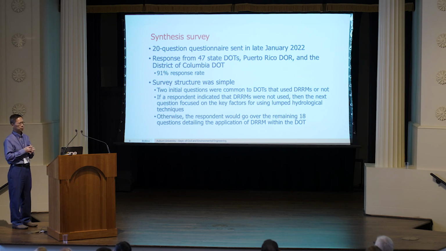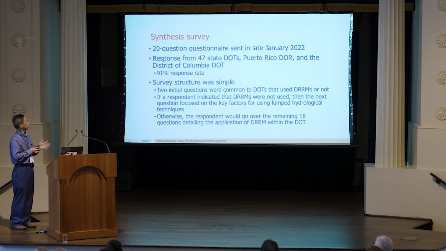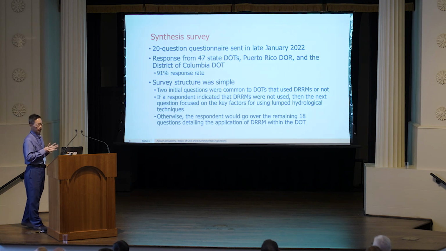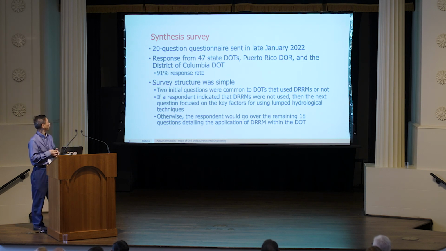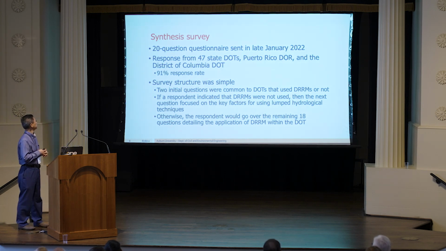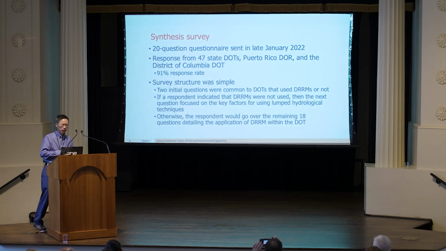So then we developed a survey questionnaire and sent it to the DOTs in late January. We got responses from 47 state DOTs, plus the Puerto Rico Department of Transportation Authority, and also the DC DOT. So we got a 91% response rate for that.